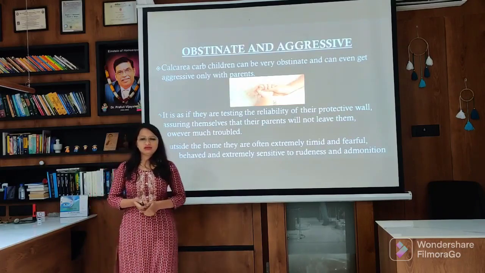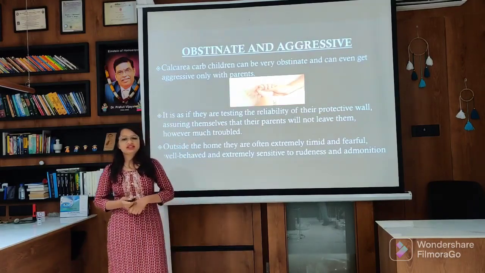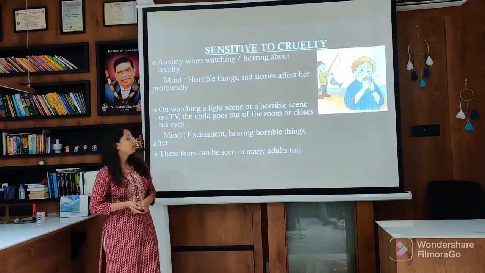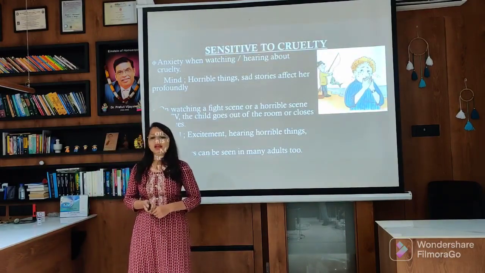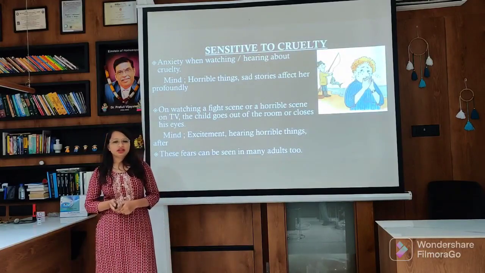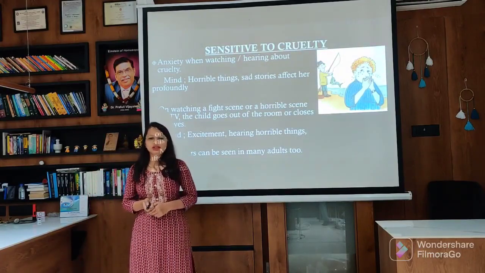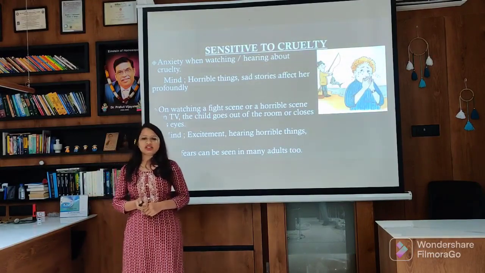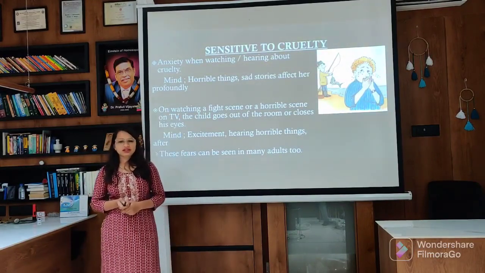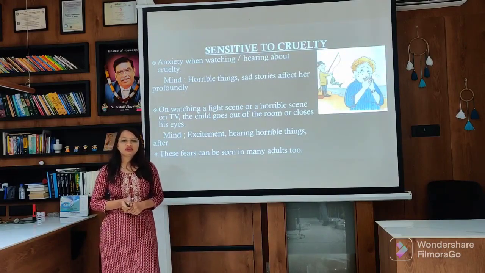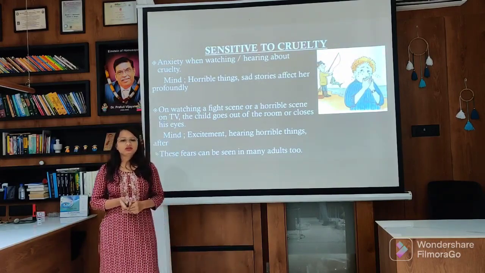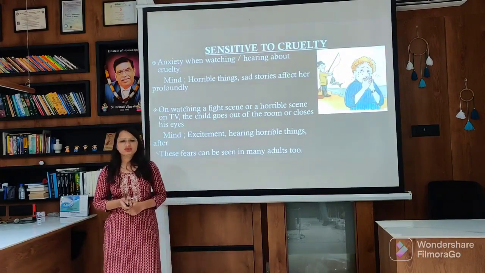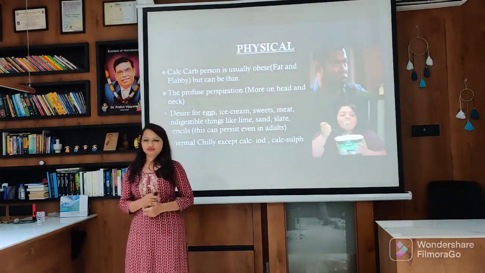Outside the home, they are very timid, fearful, well-behaved, extremely sensitive to rudeness and admonition, sensitive to cruelty. They have anxiety when watching or hearing about cruelty. Mind: horrible things and sad stories affect her profoundly. On watching a fight scene or a horrible scene on TV, the child goes out of the room or closes their eyes. The rubric is Mind, excitement, except when hearing terrible things after. This fear can be seen in an adult.